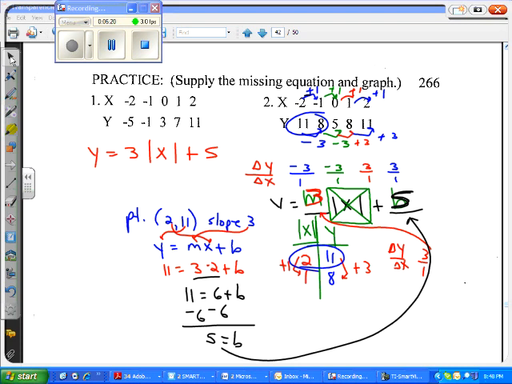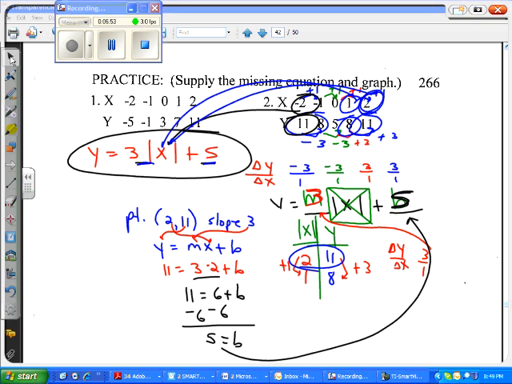Now let's see if it works. Plug in a negative 2. Absolute value of negative 2 is positive 2, times 3 is 6, plus 5 is 11. That worked. Let's just try another one. We'll plug in this 2 over here. Absolute value of 2 is 2, times 3 is 6, plus 5 is 11. Let's try the 1. Absolute value of 1 is 1, times 3 is 3, plus 5 is 8. So you can see that we actually did get the right equation. And we figured all that out without a calculator. We did it all on paper. Kind of cool, huh?